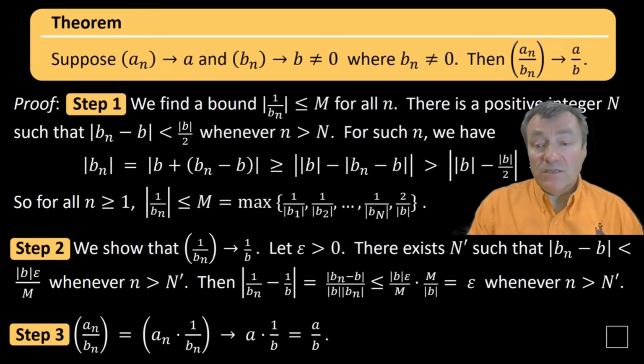The last step is just to think of division by b_n as multiplication by 1 over b_n. Then use the previous theorem for multiplying limits. And that's the proof.